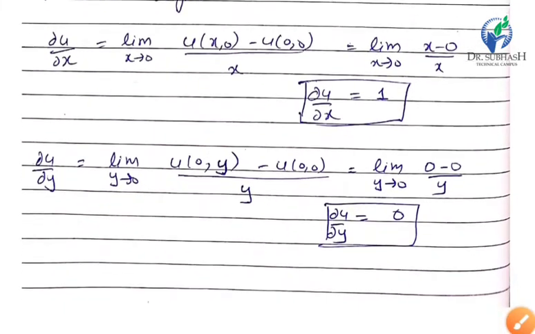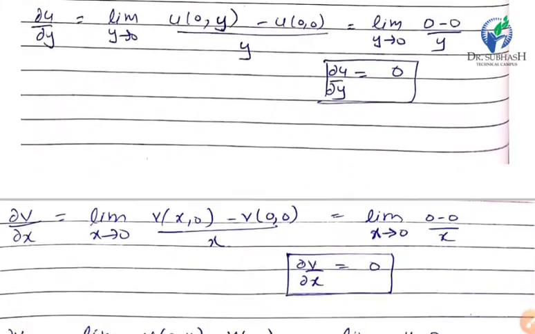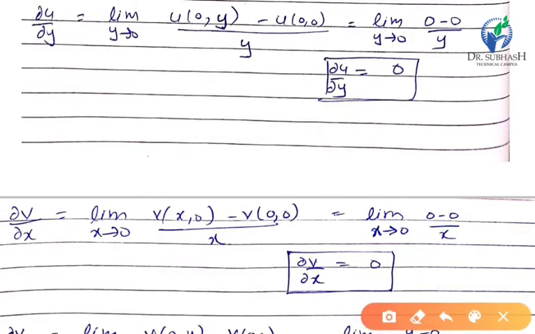Now I will find del u upon del y. Limit y tends to 0, u of 0, y minus u of 0, 0 upon y. This is the formula. I will put here x equal to 0 and y equal to y as it is in our term u. So I will get 0, and when I put both x and y as 0, I will get the other term as 0. Therefore, del u upon del y will be equal to 0.